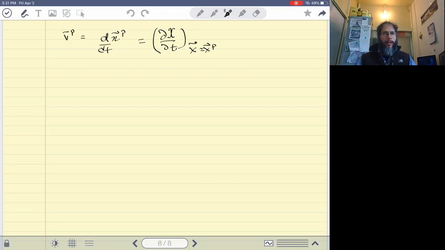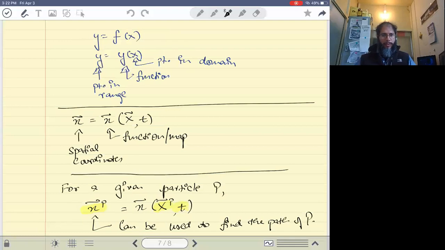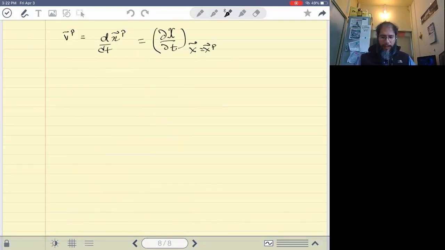Okay, so the velocity of particle P is d by dt of small x, because if I go back a slide, it's small x that contains the information about how things are changing with time, because capital X does not change with time. I can actually write that d by dt of capital X is 0, because capital X is not a function of time.